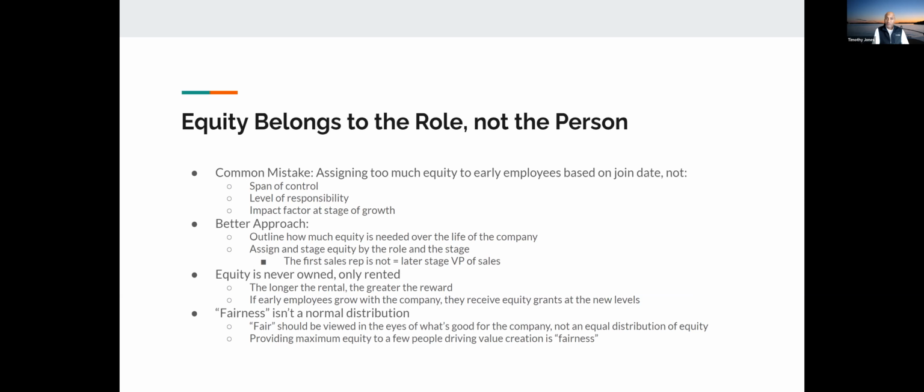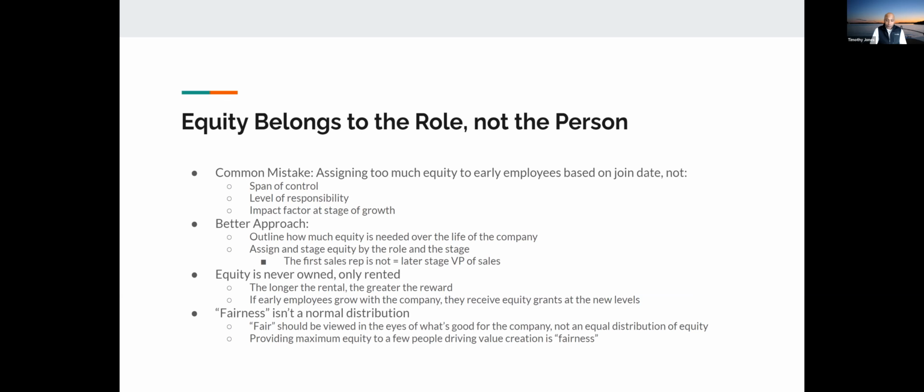So those who are there first, yes, they take a lot of risk. But the risk when it's 4 people around the table versus the risk when it's 2,000 people trying to go public, very, very different levels of risk and very different levels of responsibility and span of control. So when you separate equity from individual persons, and think about equity in terms of what roles you will need in order to make a company successful, you get yourself away from this join-date-based ownership of the company.